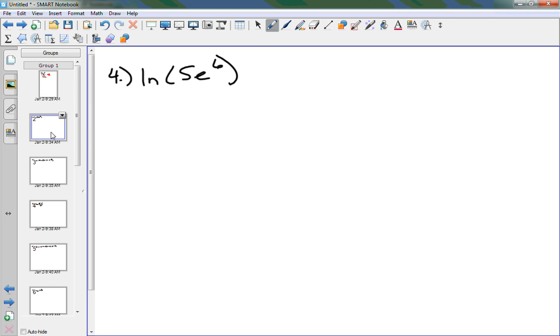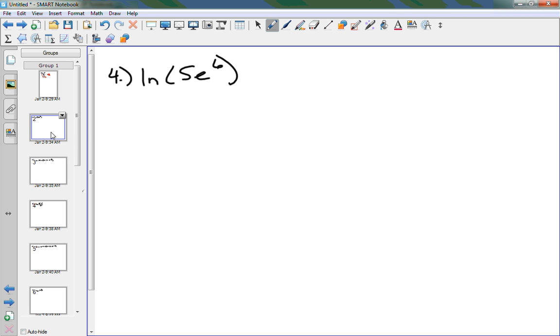Okay. Next, number 4. It says use the properties of logarithms to simplify the logarithmic expression. Now, folks, what does that mean? Use the properties of logarithms. Whenever it says use the properties of logarithms, what it's asking you to do is expand or condense to be able to simplify it as far as you possibly can. So what that means is if I have ln of 5e to the 6th, what do I do to this?